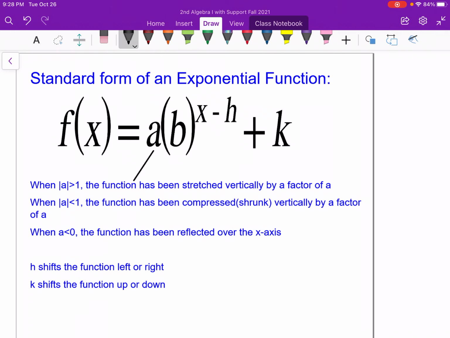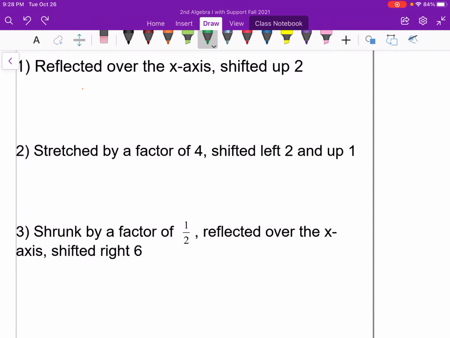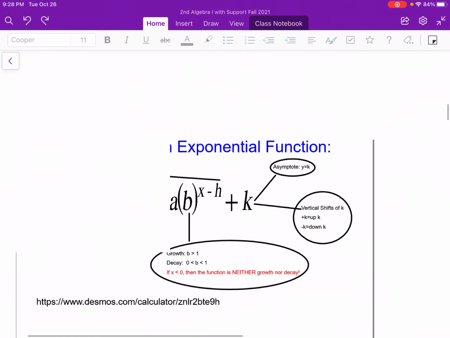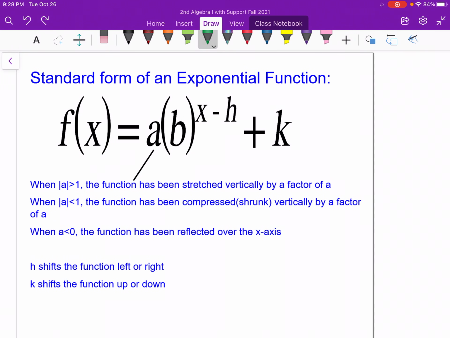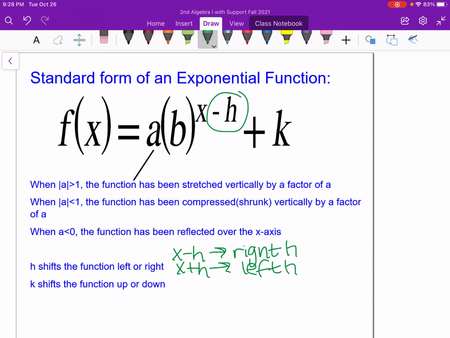h shifts our function left or right. So notice that h is negative. So it's x minus h. We've talked about this before. So h is the opposite of what you think. So if this says x minus h, that means that it has gone right h. And if it says x plus h, that means it's gone left h. And again, that's because of that minus there.